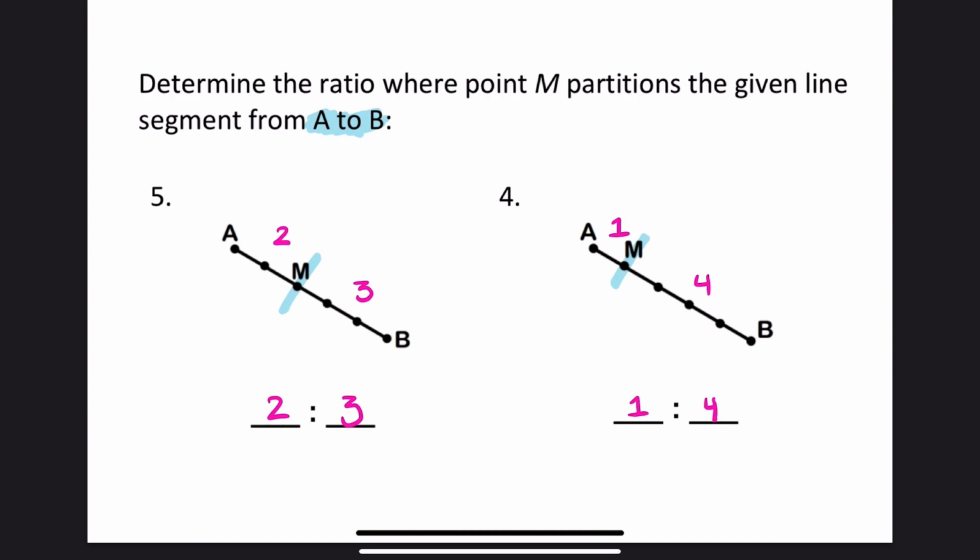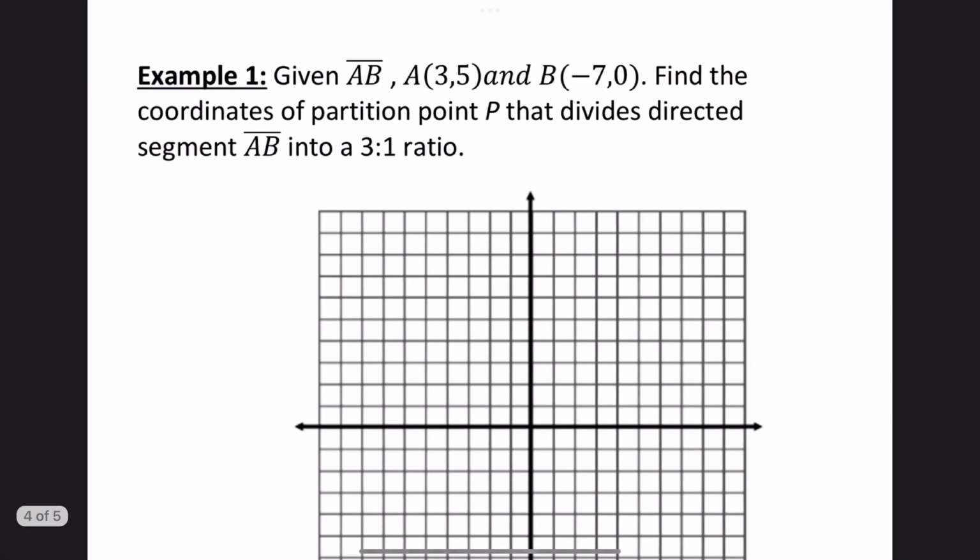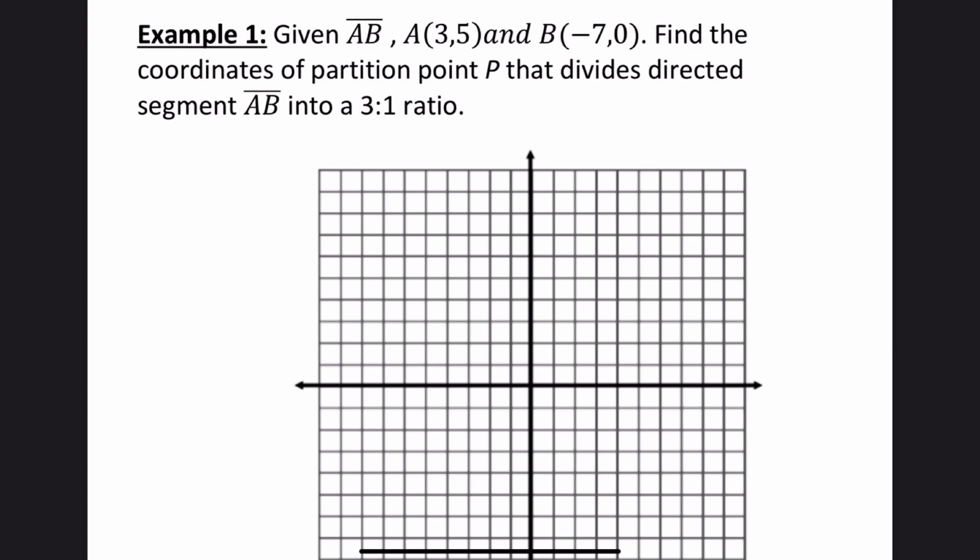So position really matters. So what we're going to do is take a look at an example of partitioning a line segment and how it will be asked of you. It says example number 1. Given AB, A is the point 3,5 and B is the point -7,0. I want you to find the coordinates of the partition point P that divides the directed line segment AB into a ratio of, it says 3 to 1 ratio, but that is a typo. So what I'd like for you to do is cross out 3 to 1 and put 3 to 2. I apologize for that. So we're going to divide into a 3 to 2 ratio.